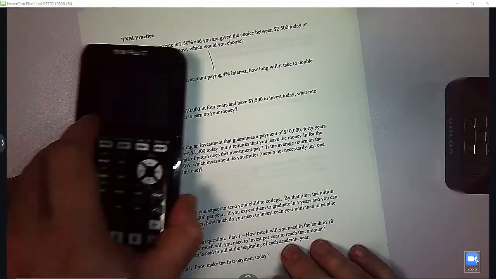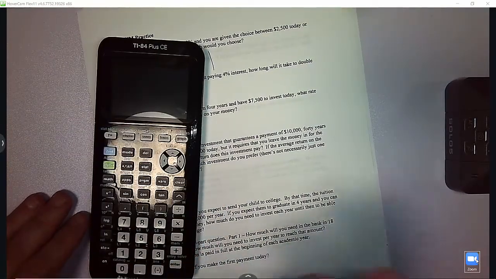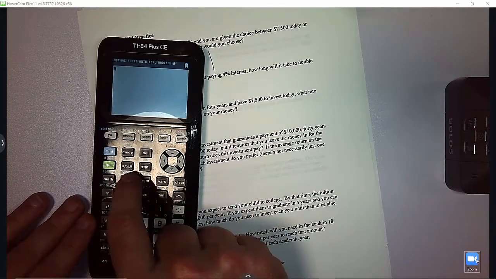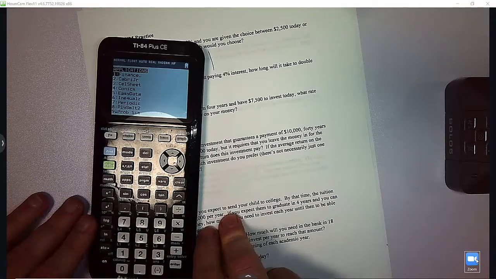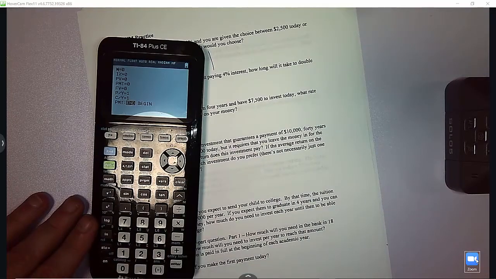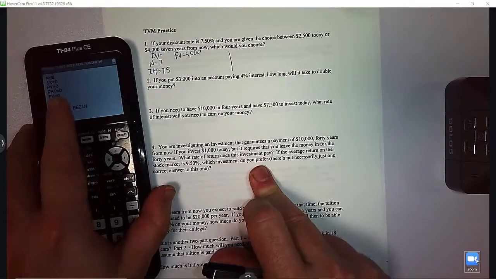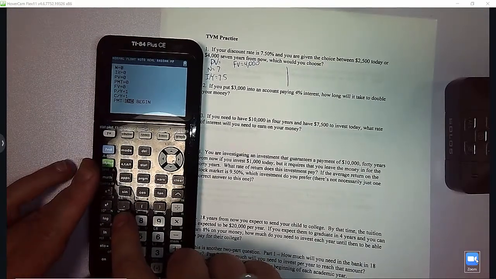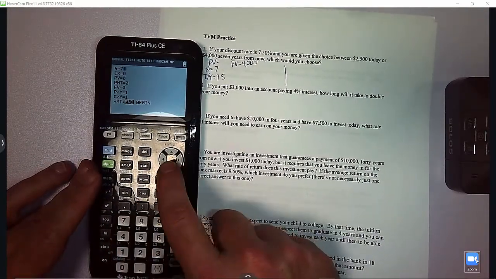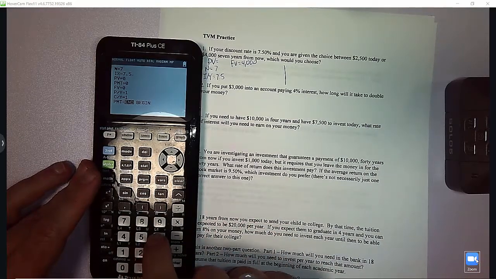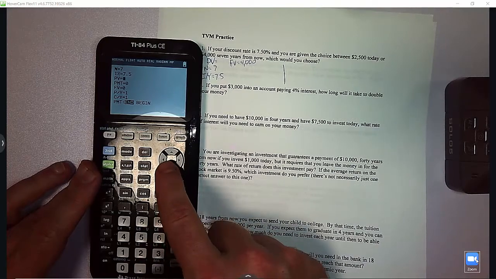Using the TI-84 Plus calculator, I'm going to first turn that on. I'm going to press Apps, and I'm going to choose 1 for finance and then 1 again for the time value of money solver. My inputs look just like what I have here. My N is equal to 7. My interest rate is 7.5. My present value is what I'm looking for.